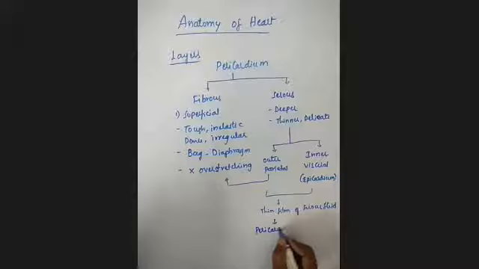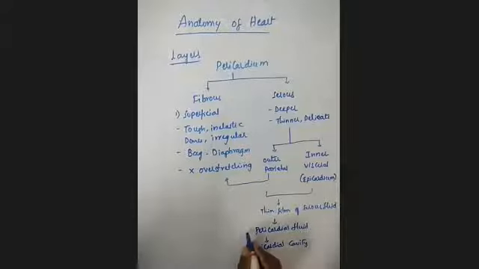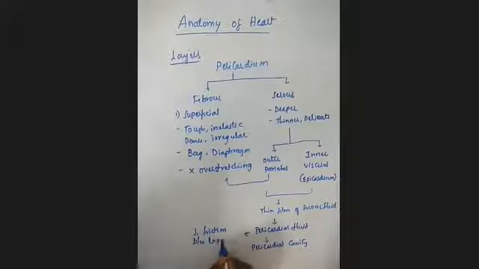What is this fluid? You will call it pericardial fluid, and this pericardial fluid is present in the pericardial cavity, and this fluid is useful to reduce the friction between the layers. Clear? So this is about the first layer regarding the pericardium.